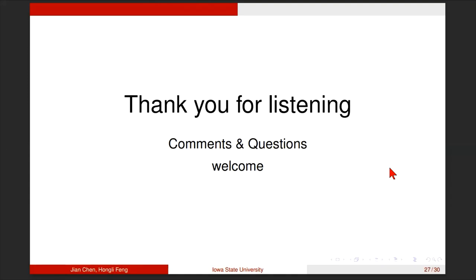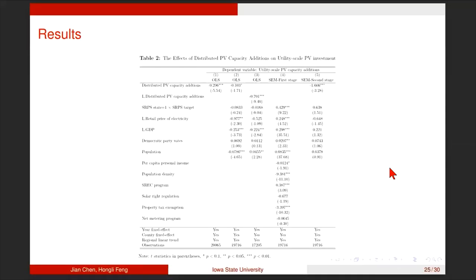Oh, yeah, and also, I guess, if you don't mind, could I ask about the IV, what you're exactly using for the instrument, for the station? I don't think I fully get it. Okay. So we're using per capita personal income and population density, and also some incentive designs for DGSB as IVs in the first stage.